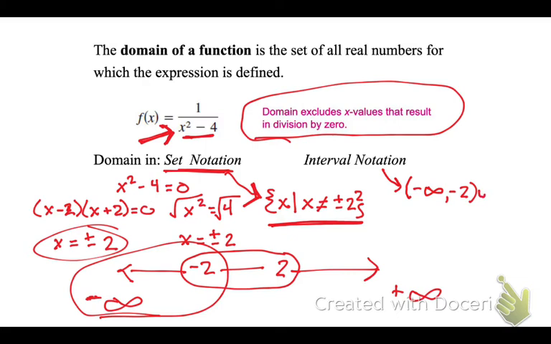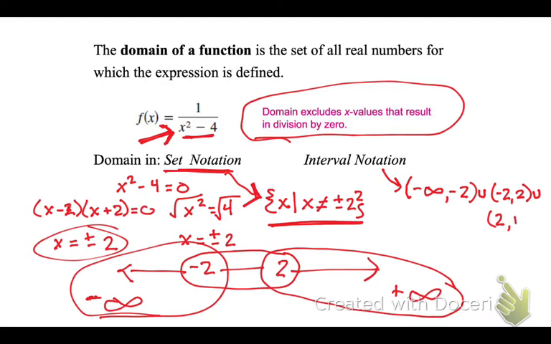A union. Remember they did that last year? Okay, -2 to 2. And then we've got what? 2 to positive infinity, so I have to put another union. And all those are parentheses because the 2 and -2 are not included, obviously.